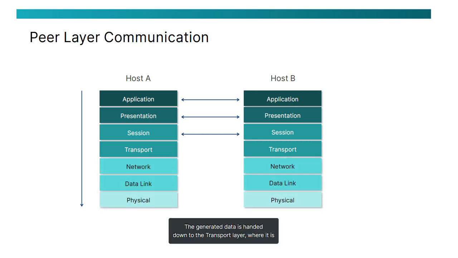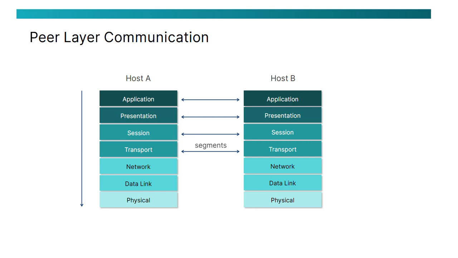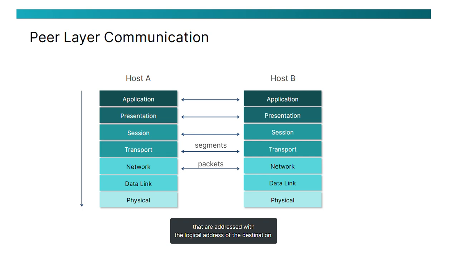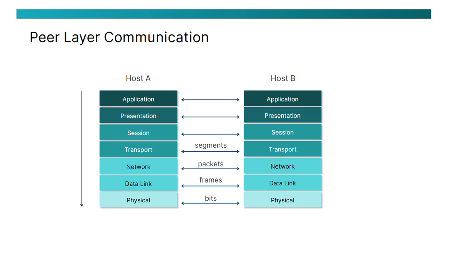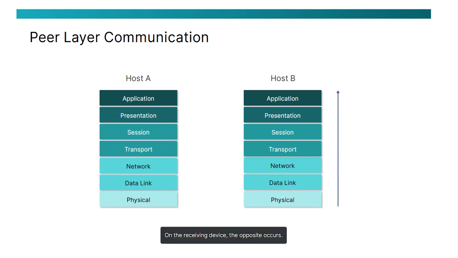The generated data is handed down to the transport layer, where it is divided and encapsulated into segments. Segments are passed down to the network layer, where they are encapsulated into packets that are addressed with the logical address of the destination. Packets are then passed down to the data link layer, where they are encapsulated in frames that are addressed with the physical address of the next device in the network path. Finally, the frames are converted to bits, which are most commonly represented as either 1s or 0s and sent across the media. On the receiving device, the opposite occurs.